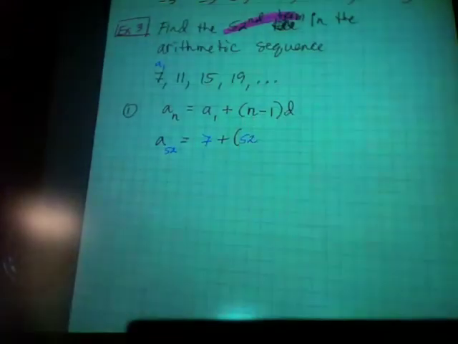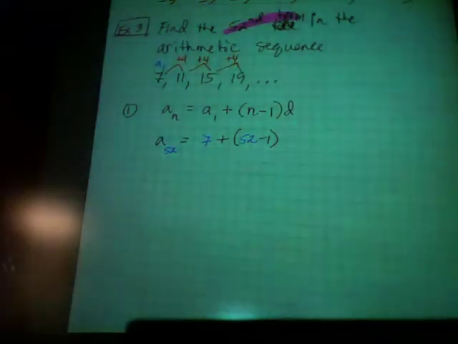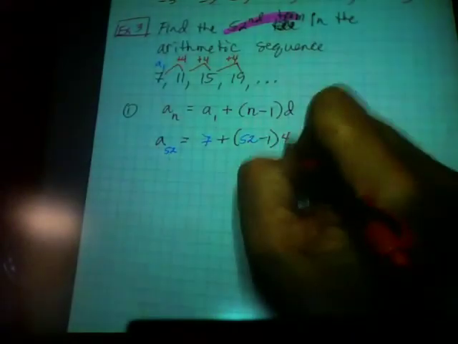All right, so because it's the 52nd term, I'm replacing n with 52 minus 1. What does d represent? The common difference. So what is the difference from 7 to 11? Did you go up or down? So we added 4. Is that the same thing here? And that's the same thing here. So we could add 4 52 times, but we're not going to. So instead, we're going to put the 4 here.